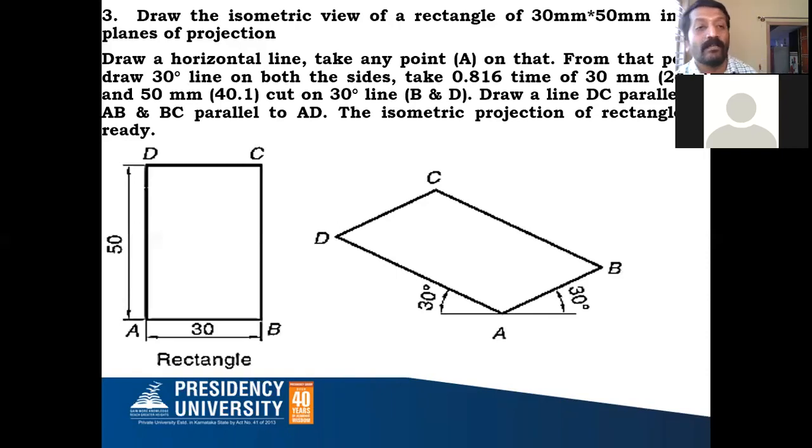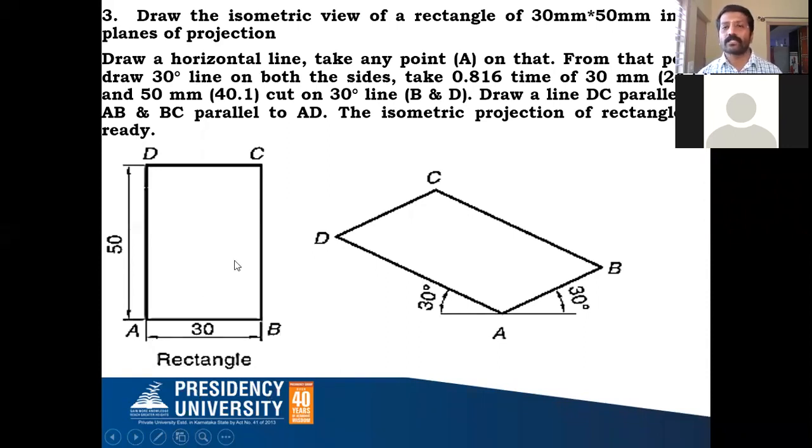rectangle. What is the difference between square and rectangle? In a square all the 4 sides are equal; in a rectangle opposite sides are equal. This is the only difference. I have taken a rectangle of 50 millimeter by 30 millimeter. The longer side is 50, the shorter side is 30. I have named it A, B, C, D in my own fashion, and I have drawn the rectangle to scale on the left side.